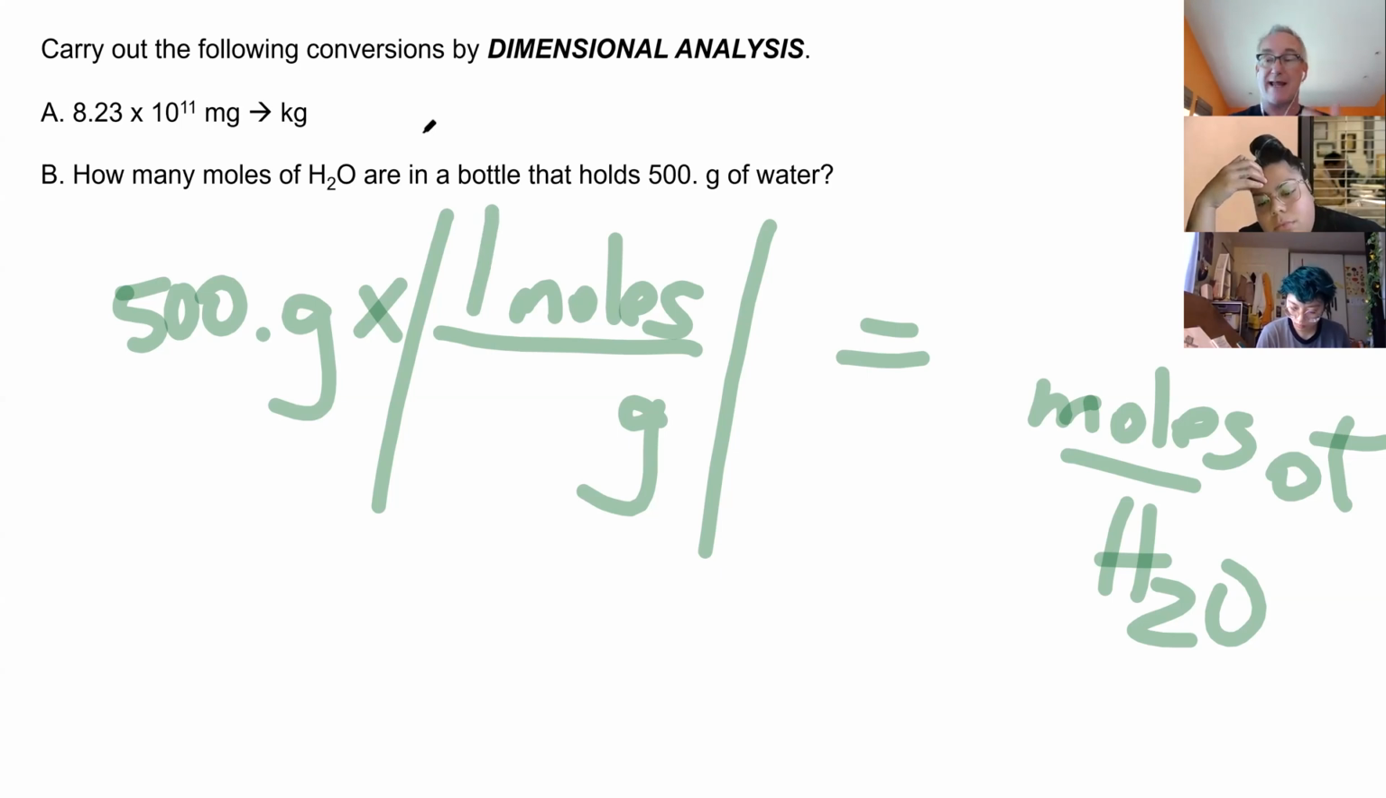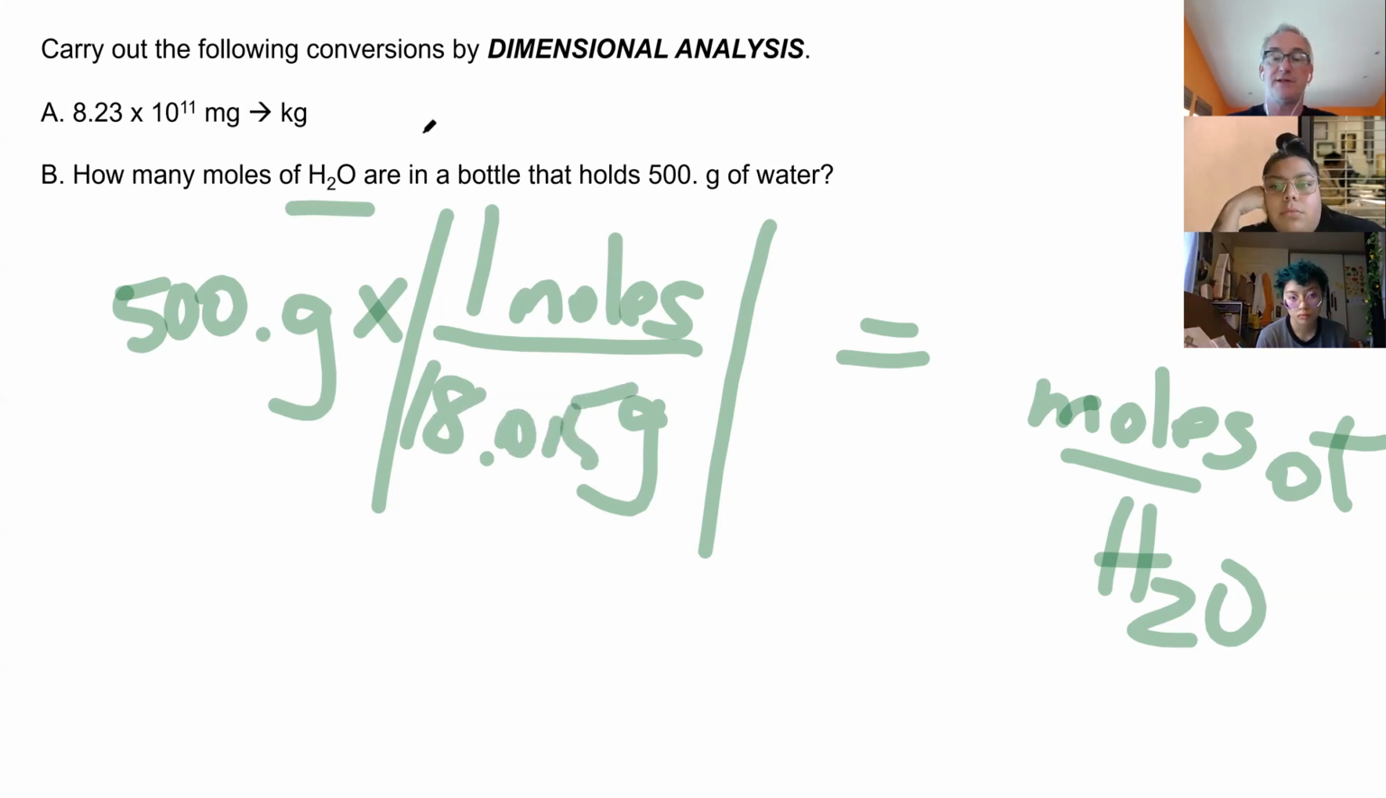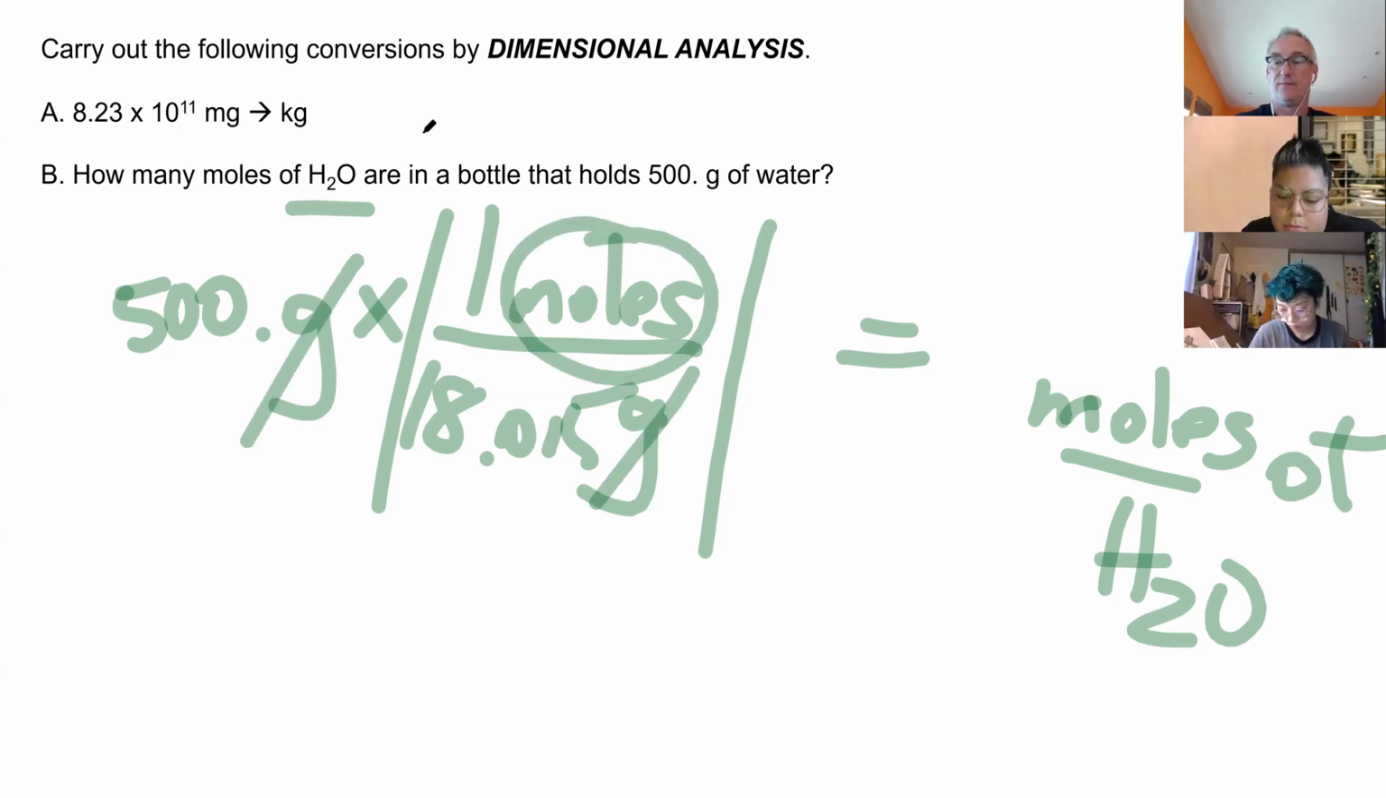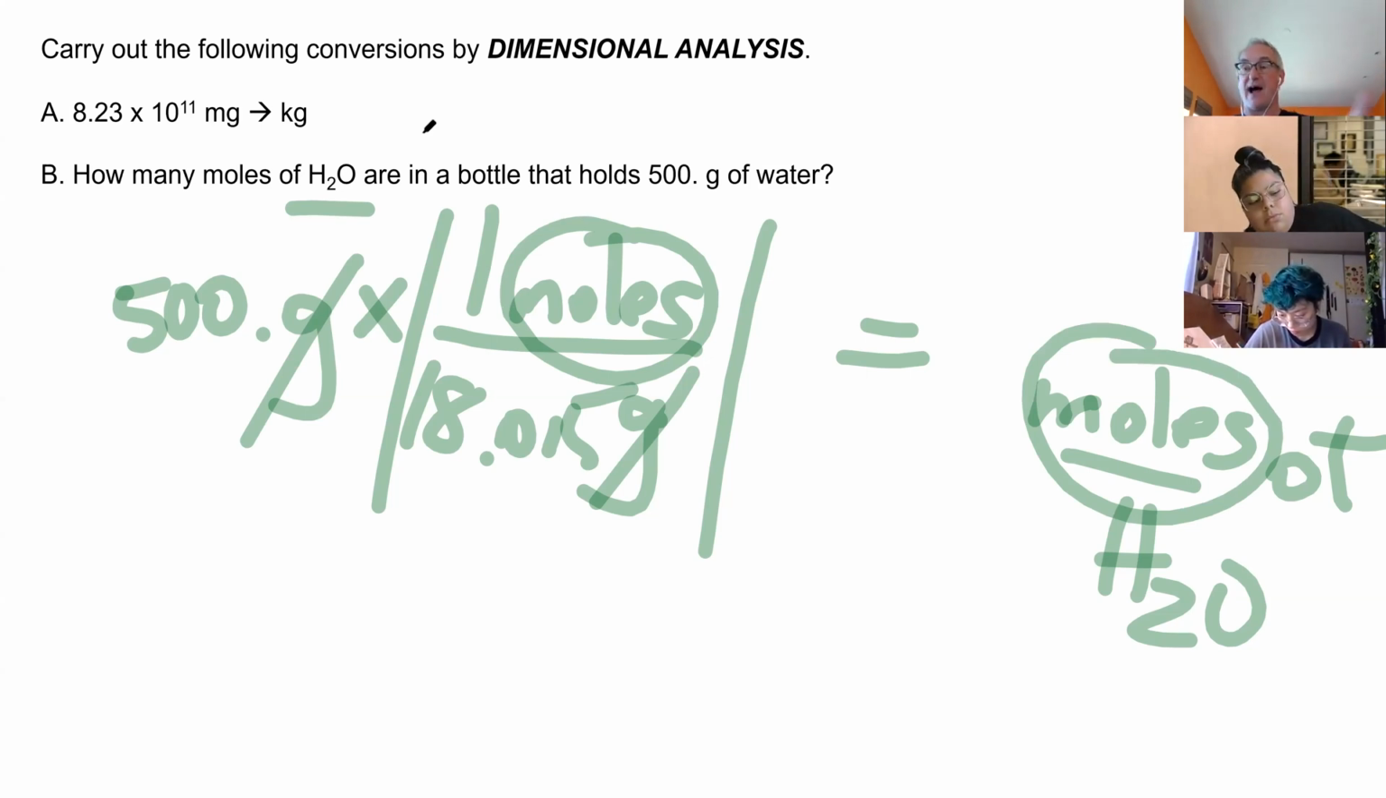We already calculated that 1 mole is how many grams for water? We just did the calculation. 18.015. Yes, 18.015 grams. And so I can get rid of my grams and I'm left with moles, which is what I want. This tells me that I have done my dimensional analysis correctly.